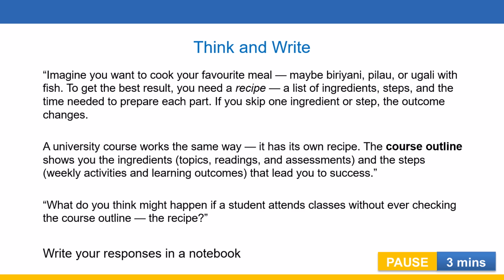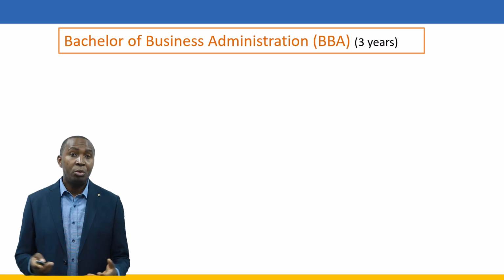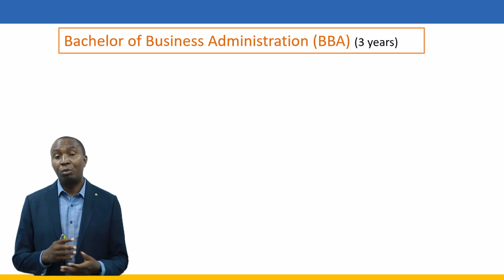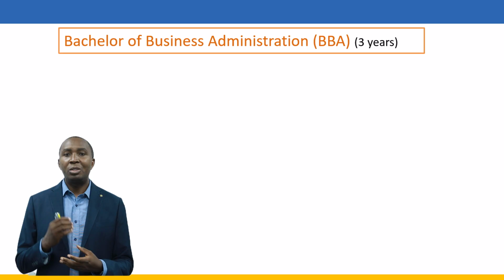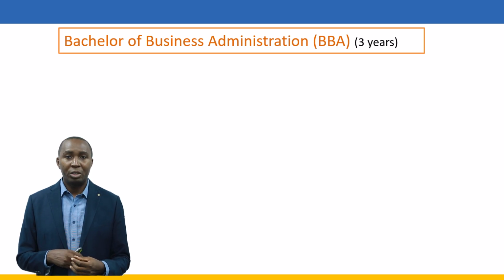Now, what do you think might happen if a student attends classes without ever checking the course outline, which is basically the recipe? Take your notebook and write down what you think would happen if a student enters the class without knowing what is going to happen, what the cases are, and what the lesson will be about. I'm sure you might have written a number of points about what is very important and what you need to concentrate on when you start your classes.